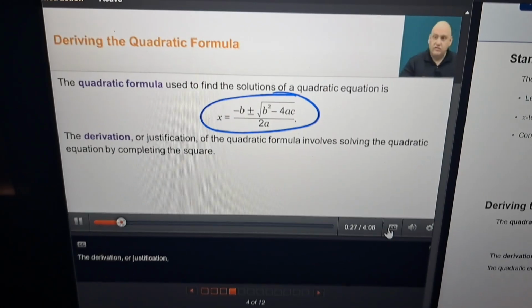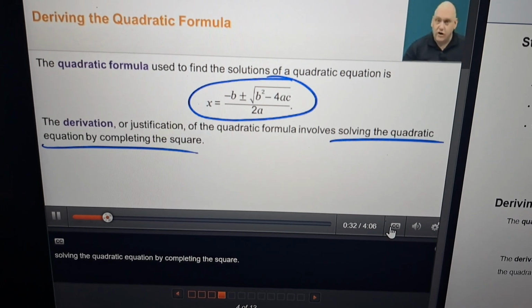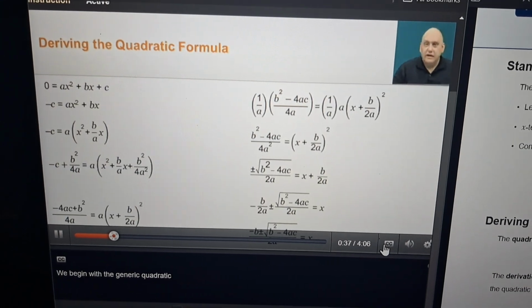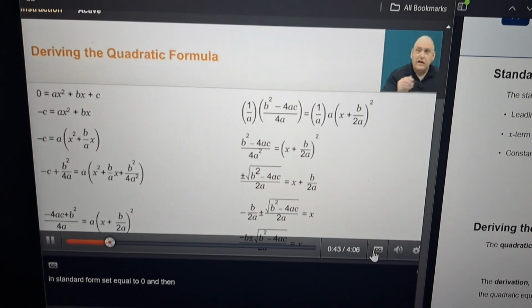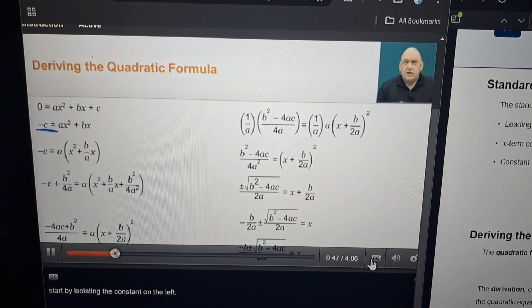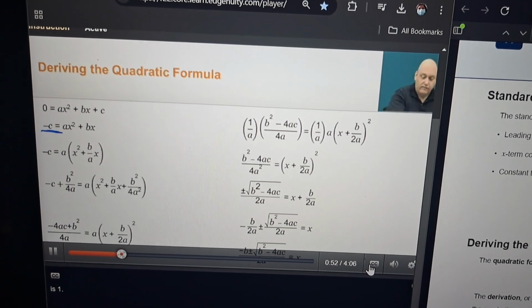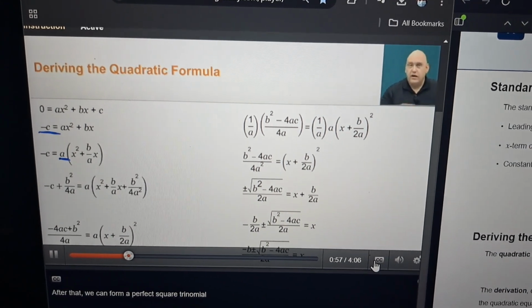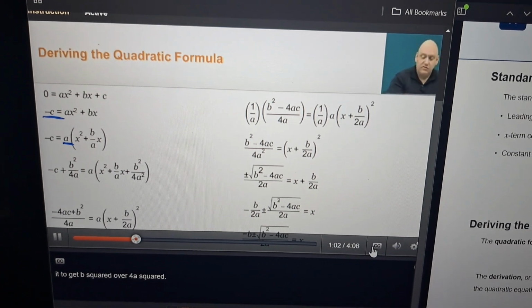The derivation or justification of the quadratic formula involves solving the quadratic equation by completing the square. Now let's take a look at the derivation for the formula. We begin with a generic quadratic in standard form set equal to 0 and then start by isolating the constant on the left. Then we can factor out the a, so the coefficient of x squared is 1.